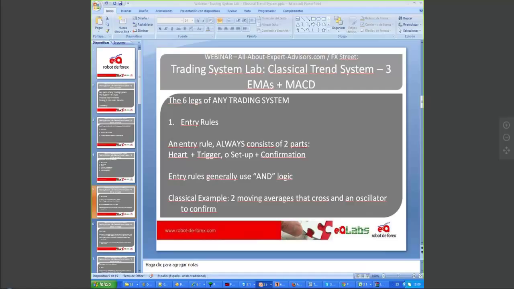I could give you at least 30 different types of definition of trending, and we're going to choose today's definition of trending. And in the entry rules, it's always conditions that are "and". Condition number one and condition number two. At least two of them. The setup, that means are we in a trending market, and confirmation, boom, fire.